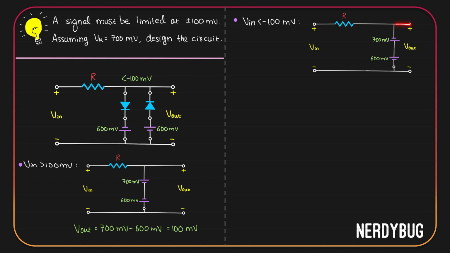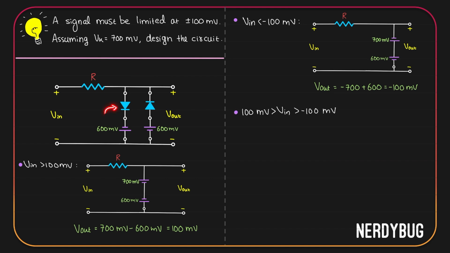Now, the output is taken across these two cells. We have a plus 600 millivolt and minus 700 millivolt. So output is going to be 600 minus 700, that is minus 100 millivolt. Now let's see what happens when the input is between 100 millivolt and minus 100 millivolt.